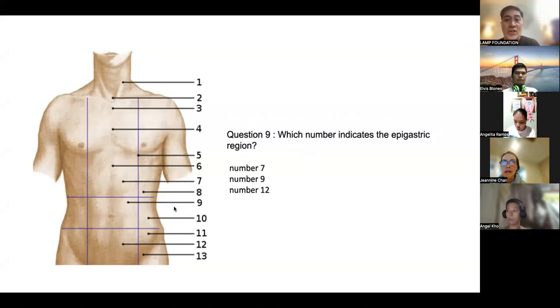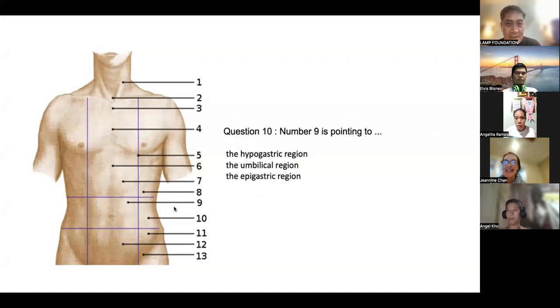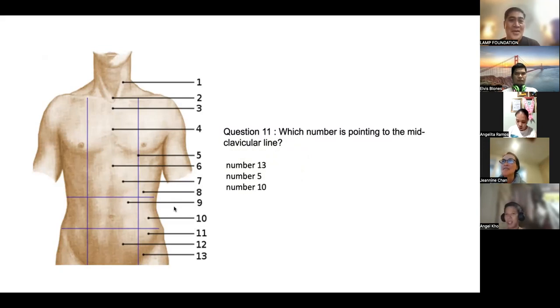Very good. Which number indicates the epigastric region? Number 7. Great. Number 9 is pointing to what? Number 9 is pointing to number 7. No. What region? Sorry, Doc. Number 9, I got confused. The number 9 is pointing to the umbilical region, Doc. Okay. Number 5 is pointing to the midclavicular line.